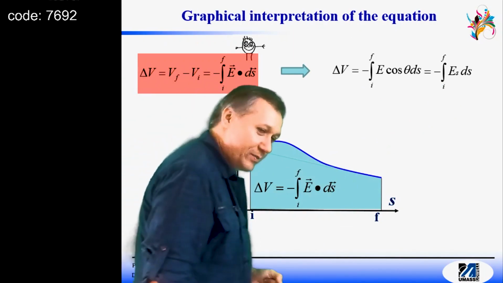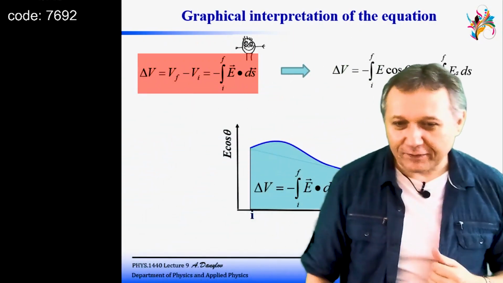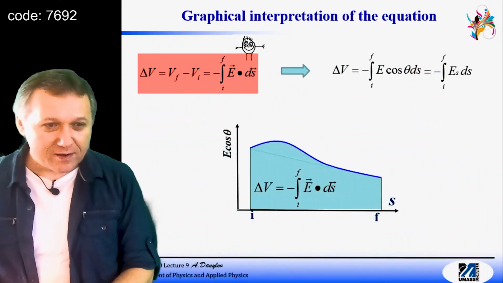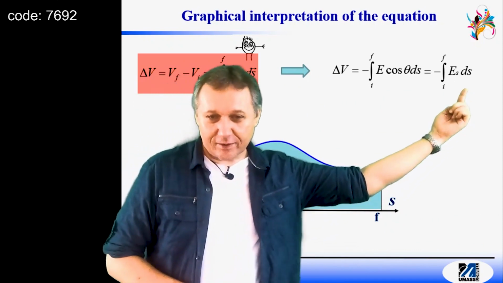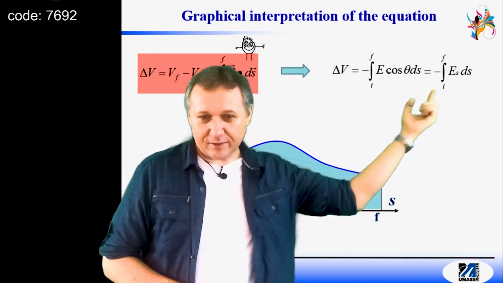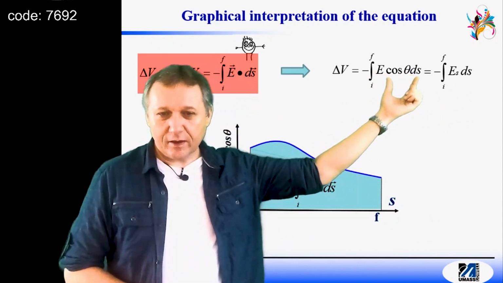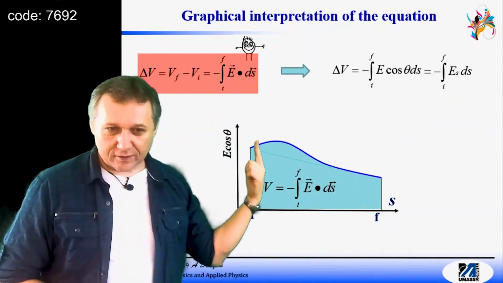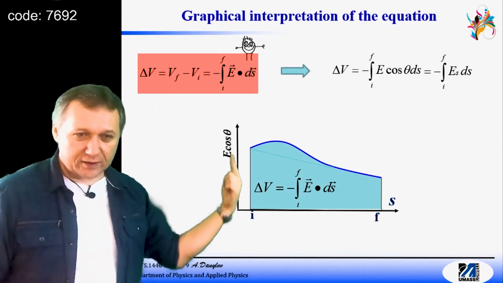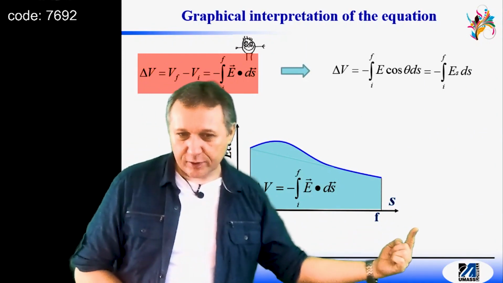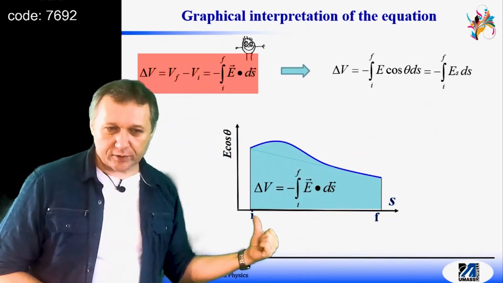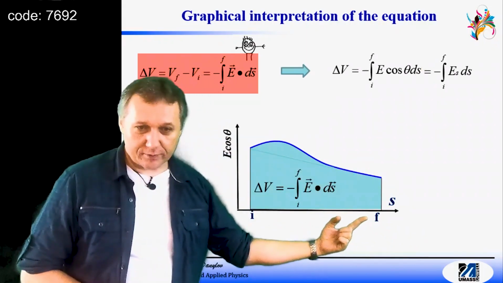And now you remember calculus. What's the graphical meaning of an integral? If you plot the integrand, in this case E sub s, or E cosine theta, versus the variable of integration, in this case s, and that's what I have on the plot, you see? Integrand versus the variable of integration. Between the initial and the final point, you see the initial point, and here we have the final point, right?